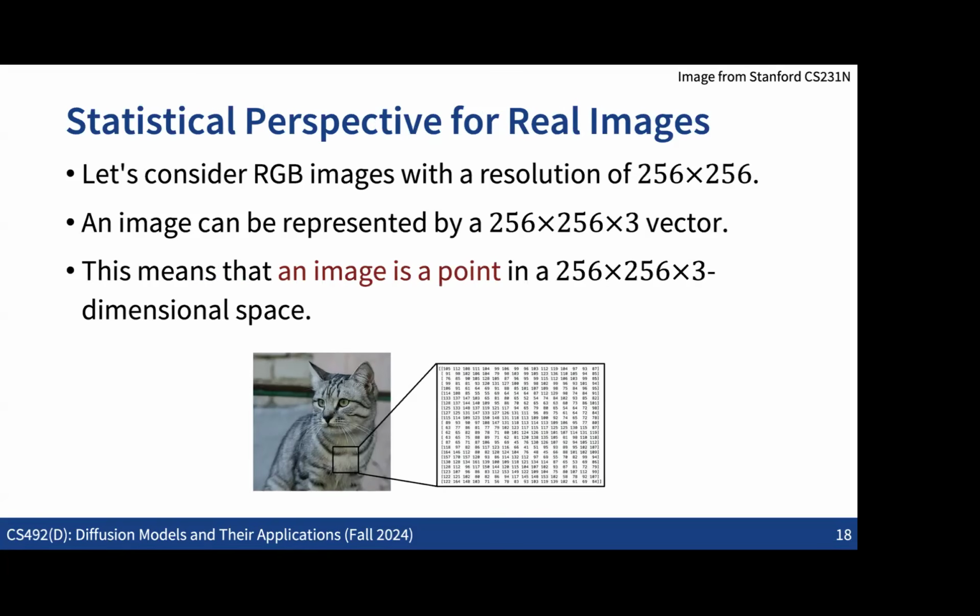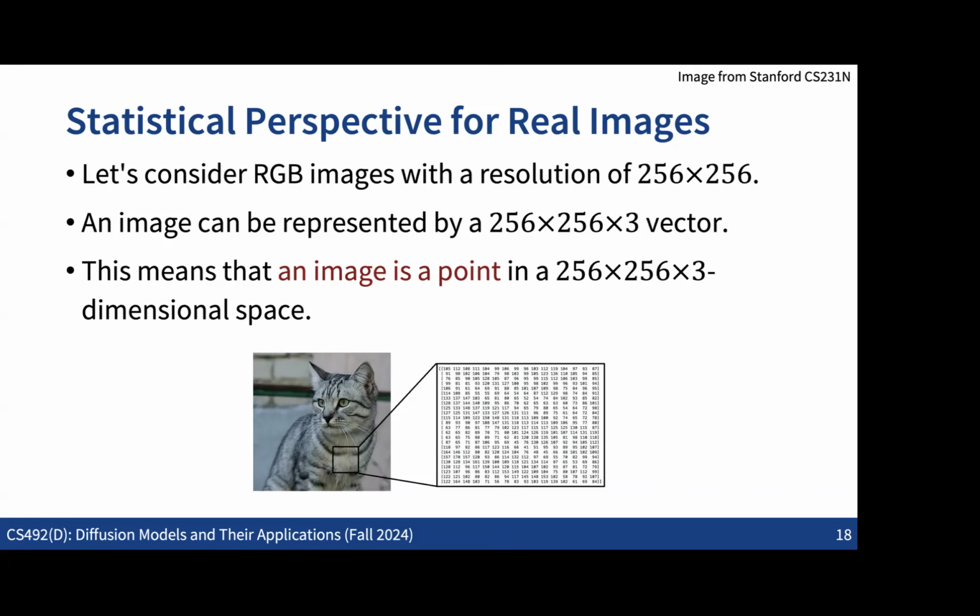So let's say we have a collection of lots of images, and each image is represented as an RGB image with a fixed resolution of 256 by 256. Then each image is represented with lots of numbers, 256 by 256 by 3, because each pixel has three RGB values. So each image is actually a vector whose dimension is 256 by 256 by 3.